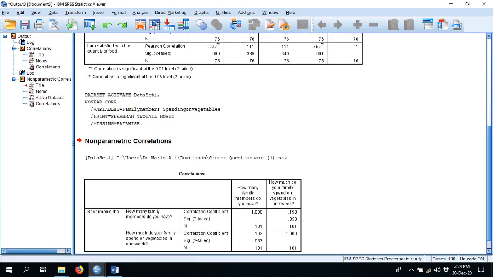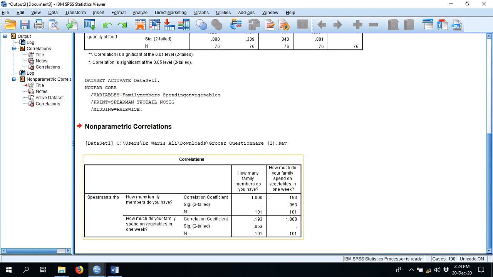So yes, you can see, it is an insignificant relationship. The significance level is 0.05 and this correlation is 0.192, but it is not a significant correlation. So now we have checked the association between two ordinal variables.